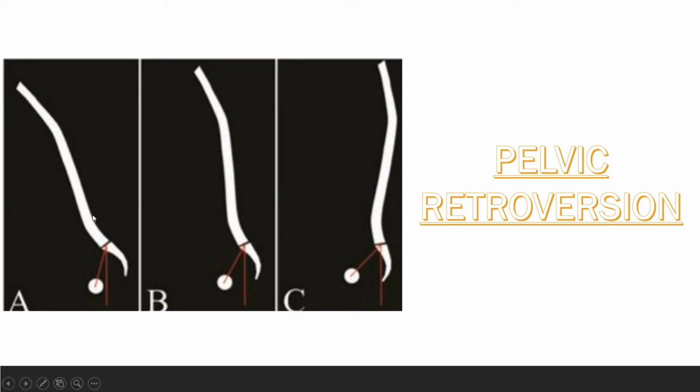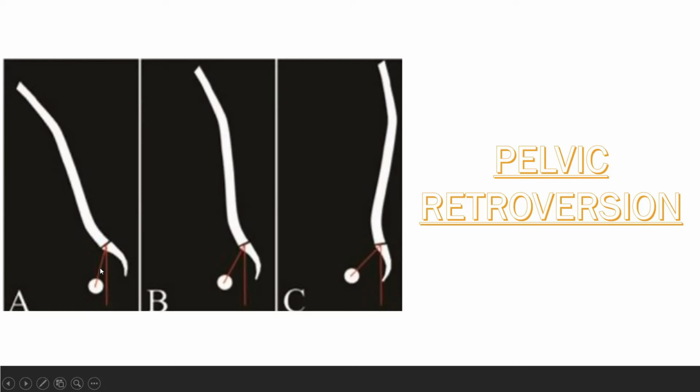Okay, so in order to counteract such an increased SVA, what happens is the pelvic tilt gradually increases. It compensates for the more and more positive sagittal balance. And finally, the pelvic tilt increases to almost 25 degrees. Then that is what we call pelvic retroversion, where the sacrum assumes a vertical position in relation to the femoral head.